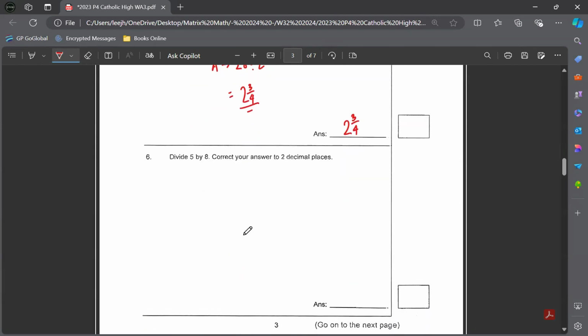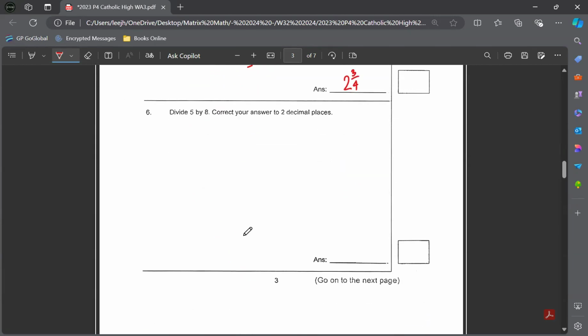Okay. Question number 6. Divide 5 by 8. Correct your answer to 2 decimal places. So divide 5 by 8. To correct to 2 decimal places, you need the third decimal place to determine the 2 decimal places, okay? So you're going to convert the digit 5 into 3 decimal places. How do we convert to 3 decimal places? You write 5, then just a point. 3 decimal places means you just put 3 zeros at the back.